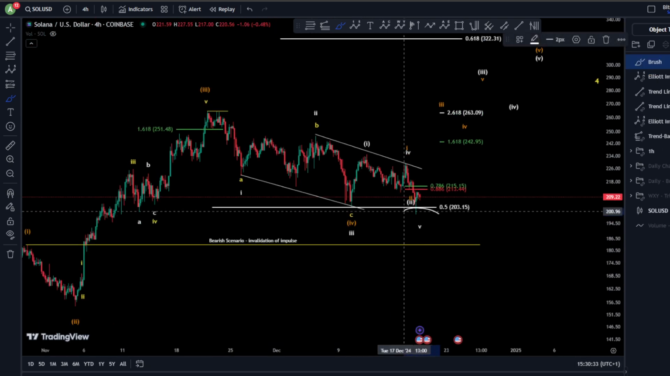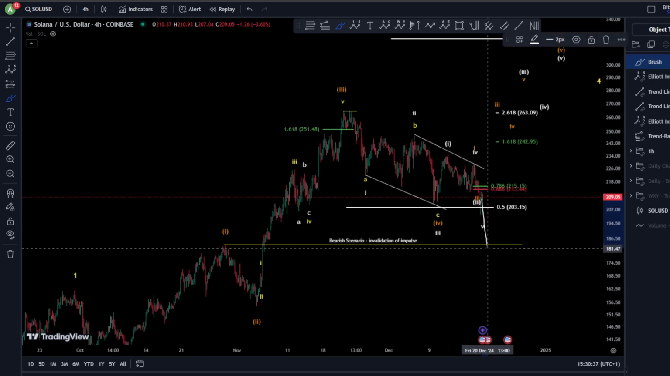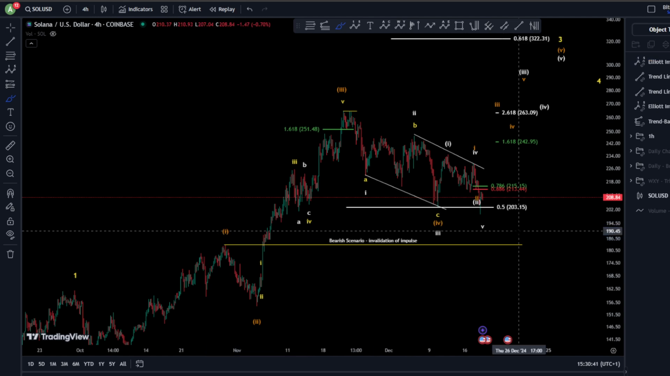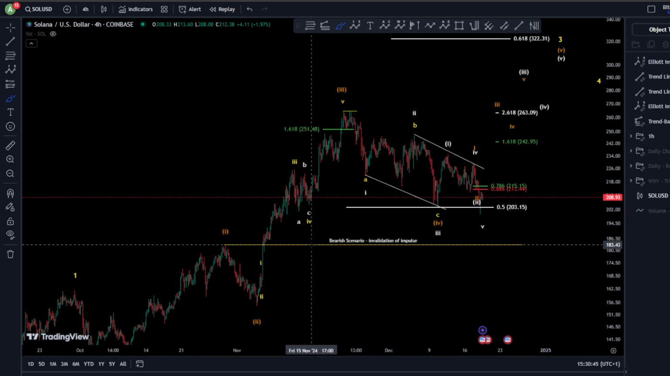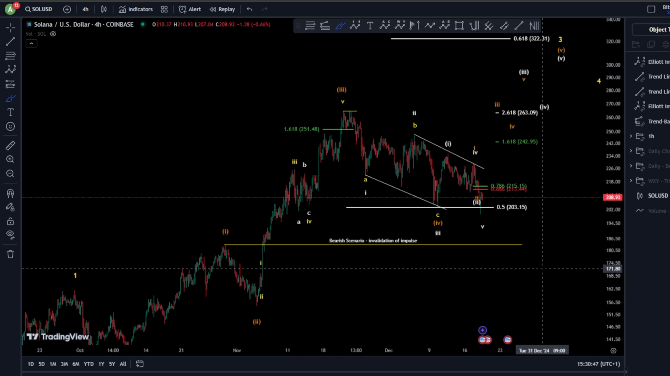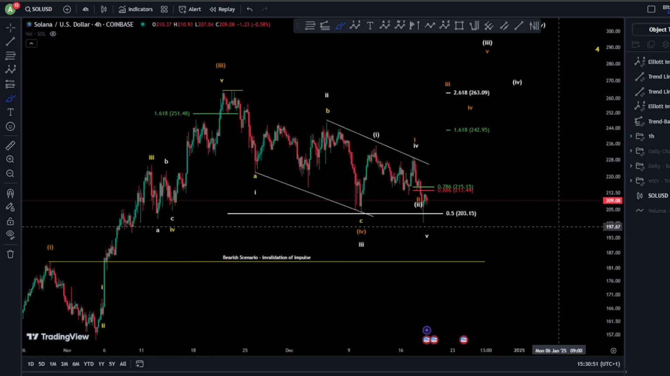And we are in a danger zone where the price can still hit zone 1 in the orange scenario, which can be a bearish scenario or an invalidation of the impulse, which is not really a nice thing to see for Solana. So these are the updates for now.